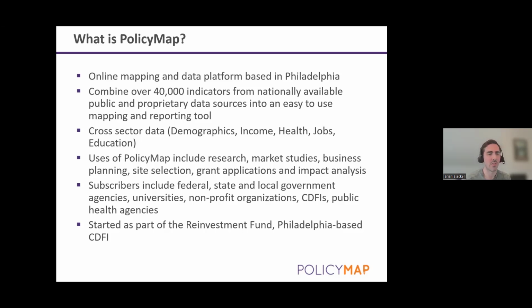The data is cross-sector, so you'll see that as we get into the demo, and I'll highlight some examples of relevant data on one of the next slides. Some of the uses of PolicyMap are research, site selection, grant application, impact analysis, and overall data visualization. We work with federal, state, and local government agencies. Lots of universities use PolicyMap for research as well as in coursework. Lots of nonprofit organizations and also public health agencies are interested in addressing social determinants of health, issues related to health equity and things along those lines.